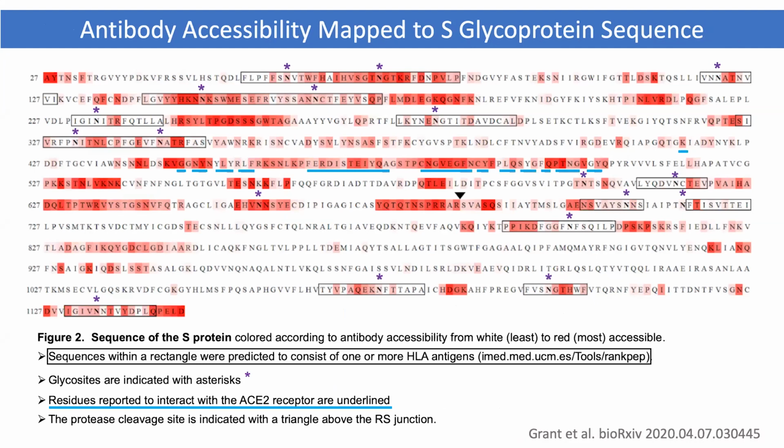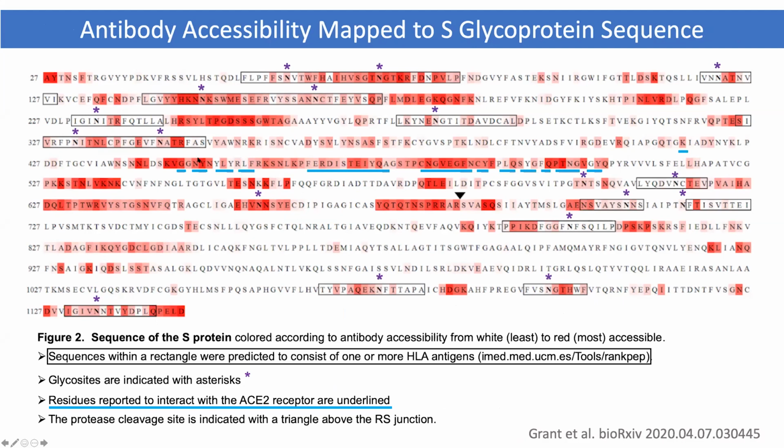And what we did with this was we then mapped the surface exposure onto the protein. So what I've got here is the sequence of one of the protomers. It's a trimer, so it's one monomer. And colored in red is the accessibility of that amino acid to an antibody.